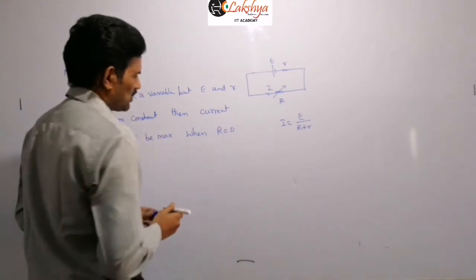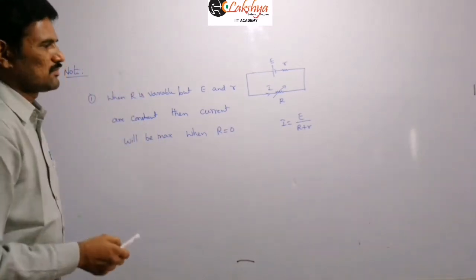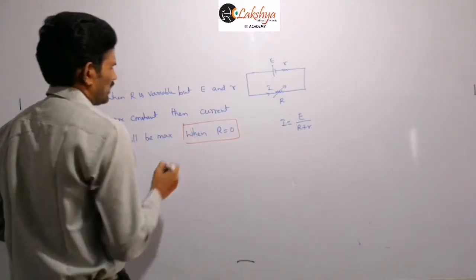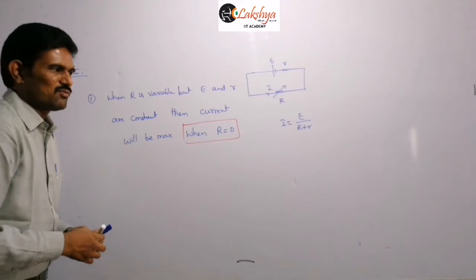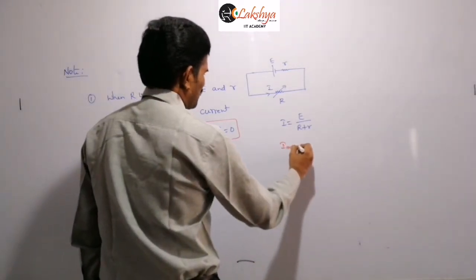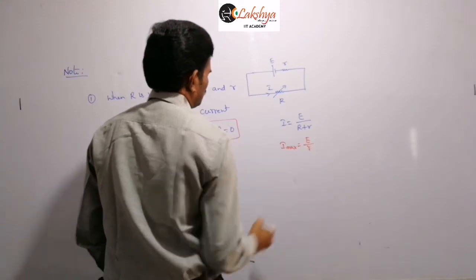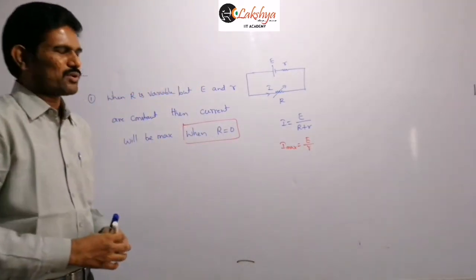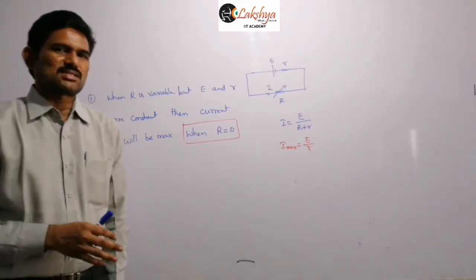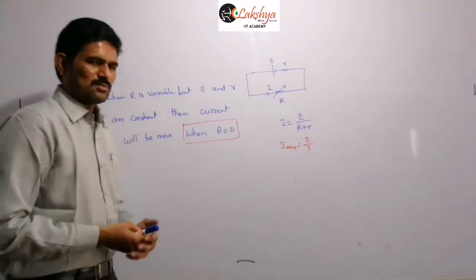So the current in the circuit will be maximum when R is equal to 0, right? And so that is the condition here. That means when R is equal to 0, the current in that circuit will be maximum, and that maximum current you can write as I max is equal to E by r. That means in such a simple circuit, that is the maximum current there. When you remove the external resistance completely, you will get the maximum current, right?